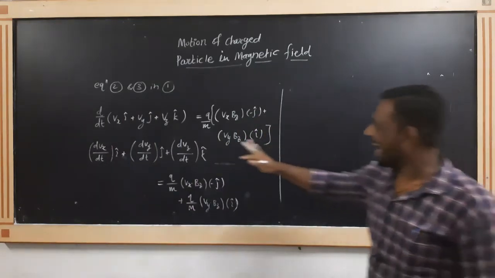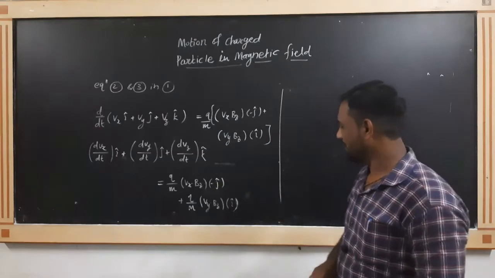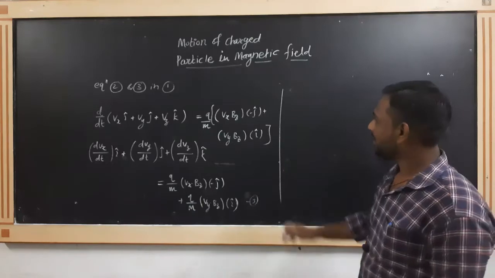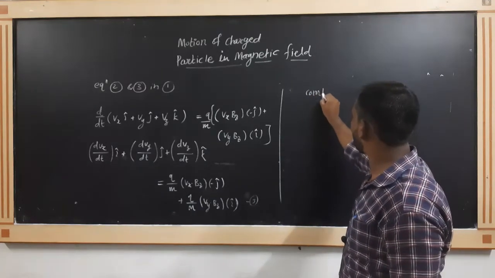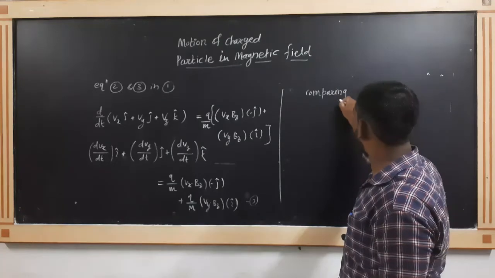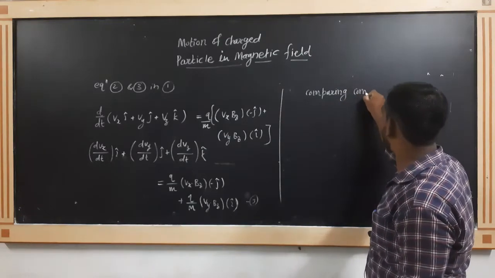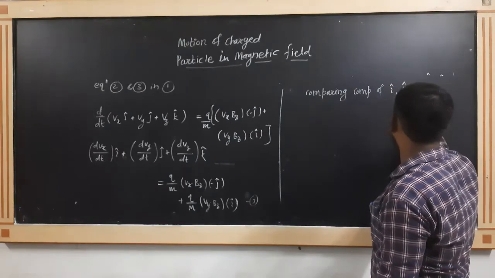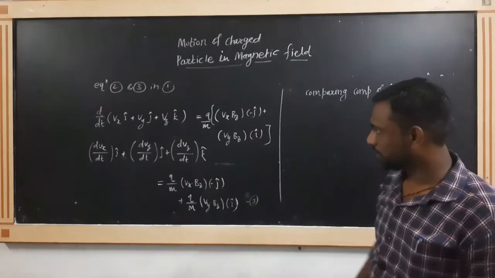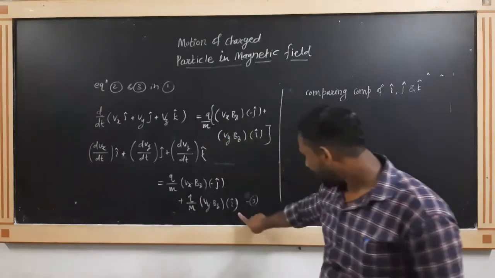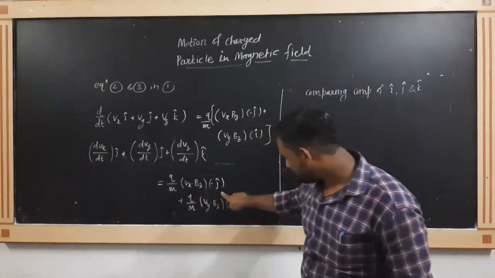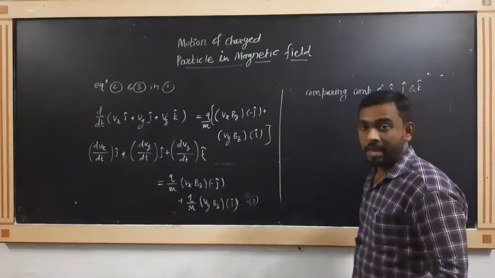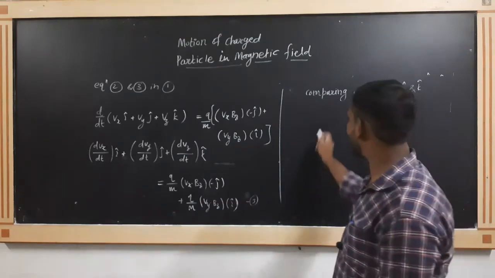So if you compare the I, j, k components of both sides of the equation, let's say equation number 3, what do we get? Comparing the components of I, j and k on both sides: we have an I over here, we have a j over here, but with a negative sign, and for k we don't have any RHS terms. Okay, so write step by step.